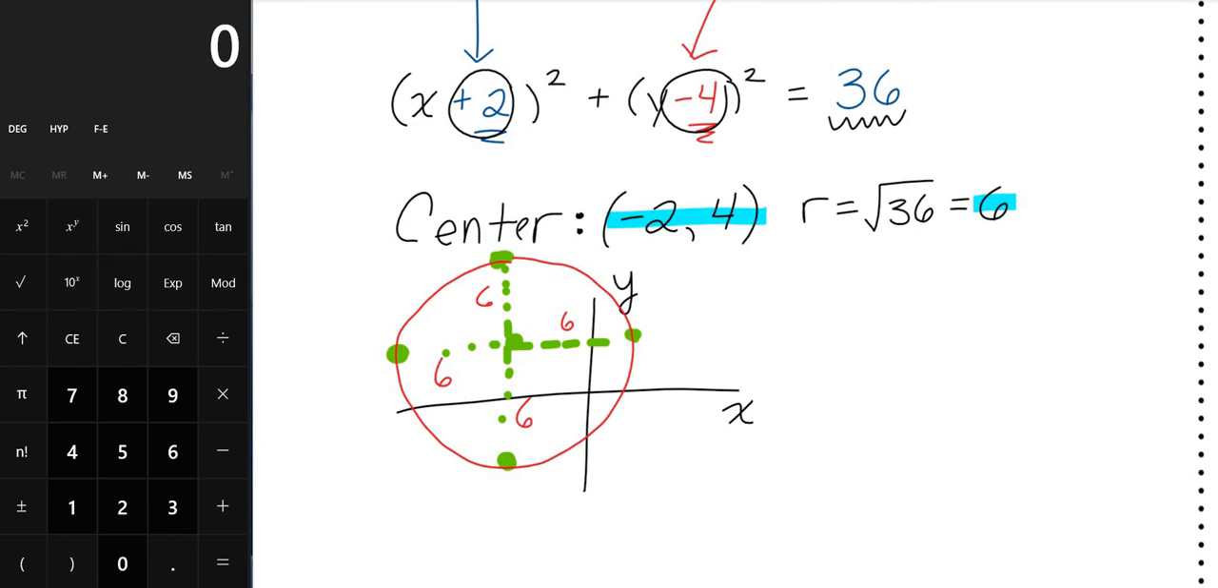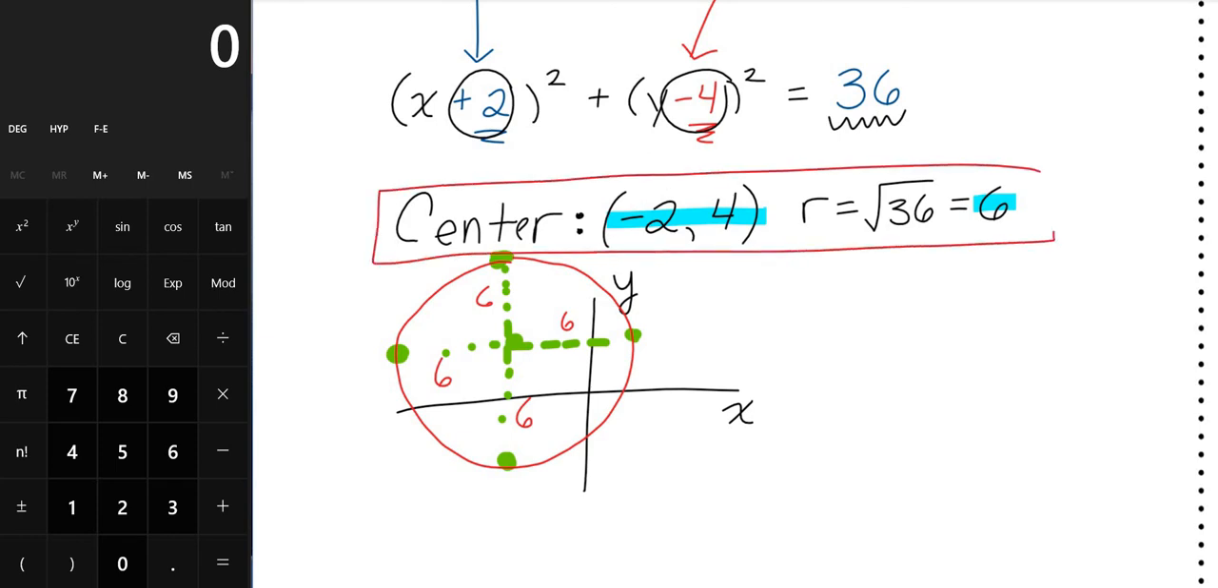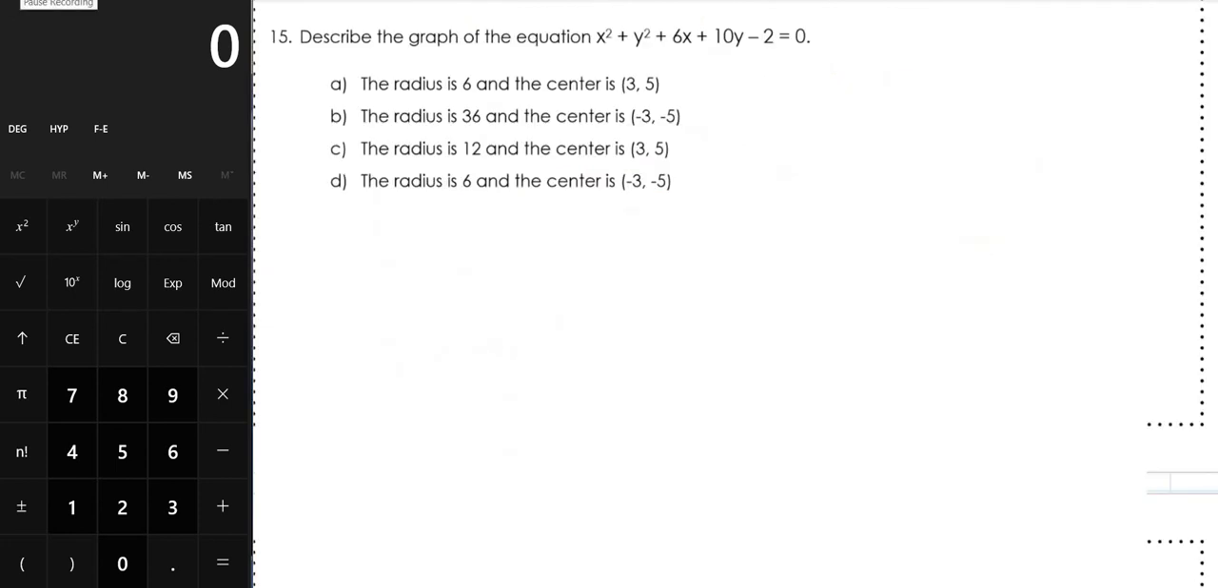Okay, let's move on to the next question. Remember, your answers are right here for the center and for the radius. 15. Describe the graph of the equation x squared plus y squared plus 6x plus 10y minus 2 equals 0. Now notice there's x squareds and y squareds in the same equation. That's a circle. It's always going to be a circle if you have an x squared and a y squared there, as far as this class is concerned. Now let's take a look at our choices. They're telling us about a radius and a center. So they're asking us basically to figure out your radius and your center, what they are, where they are. So let's go ahead and do that.